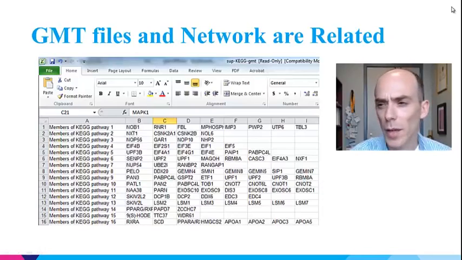This file format was invented at the Broad Institute, and it's called Gene Matrix Transpose, or GMT file, and it was created for performing gene set enrichment analysis, GSEA. GSEA will be covered extensively later in the course. Here we will convert gene set libraries to functional association networks.